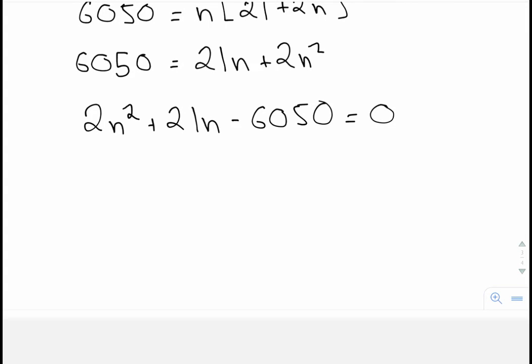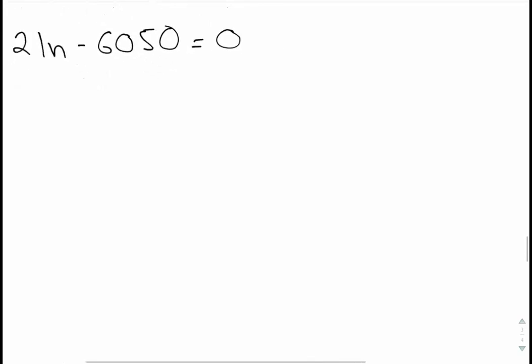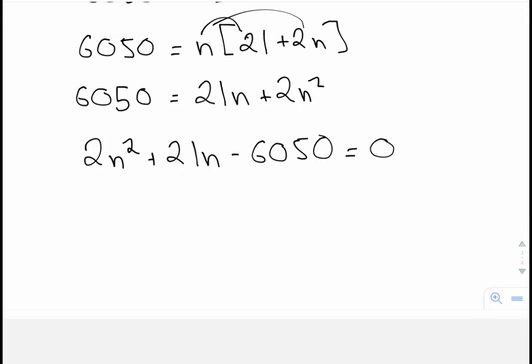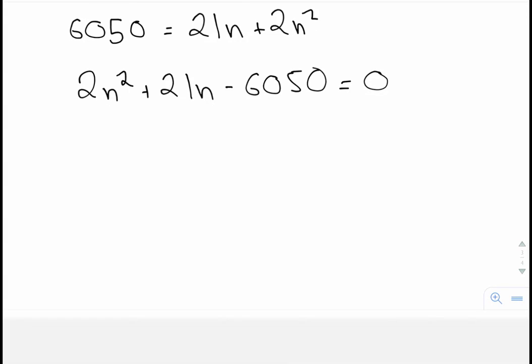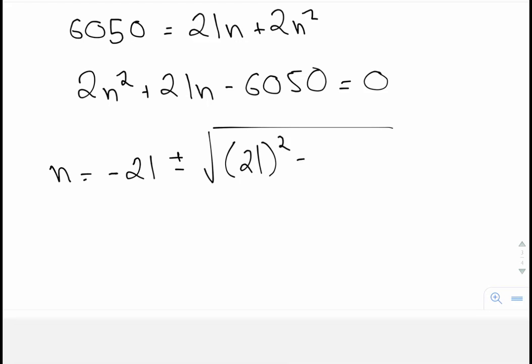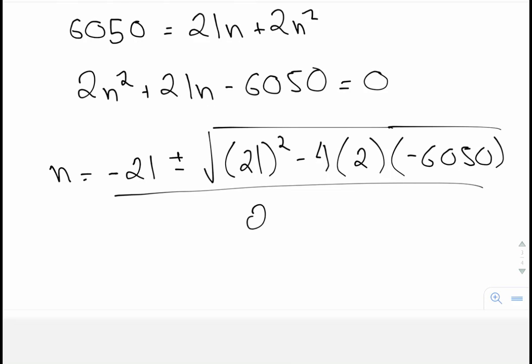Now with this, I can either try solving by factoring a complex trinomial, or I can choose to use the quadratic formula, which, if I'm pressed for time and want to make sure I get the right answer as soon as possible, is probably the best way right now. So let me pull that up. It's negative b, so negative 21, plus or minus the square root of 21 squared minus 4 times 2 times negative 6050, close bracket, all over 2 times 2.